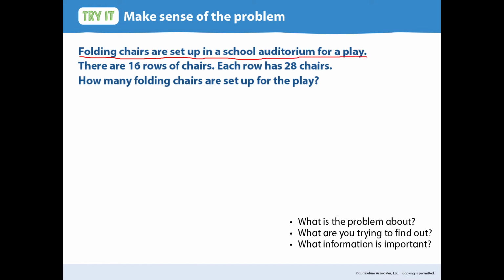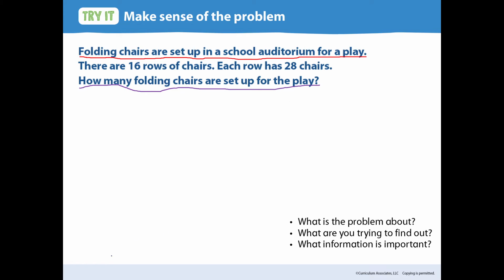What are we trying to find out? I'm going to change my pen color. Let's do purple for this one. Folding chairs are set up in the school auditorium for a play. There are 16 rows of chairs. Each row has 28 chairs. How many folding chairs are set up for the play? So what we are trying to find out is how many folding chairs are set up for the play. I'm trying to draw those lines straight.